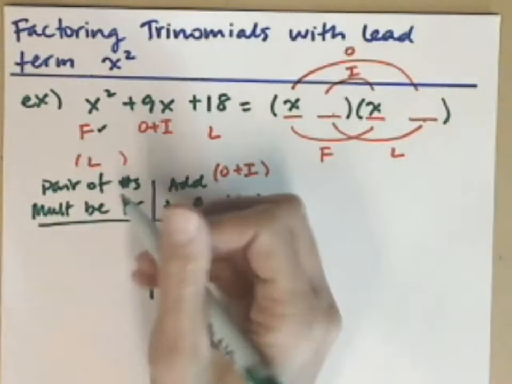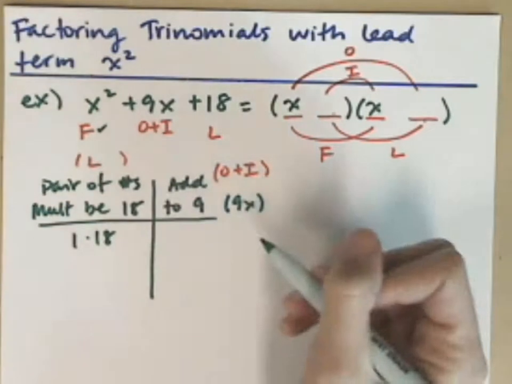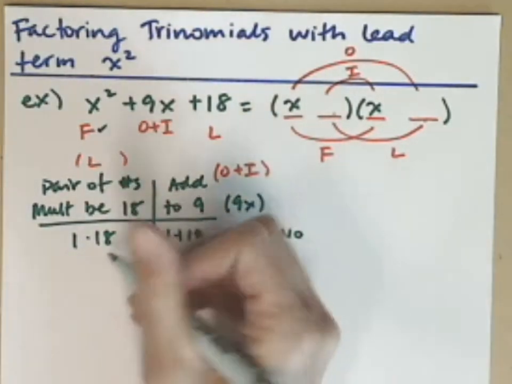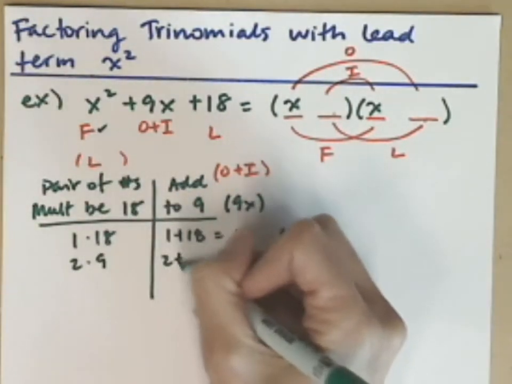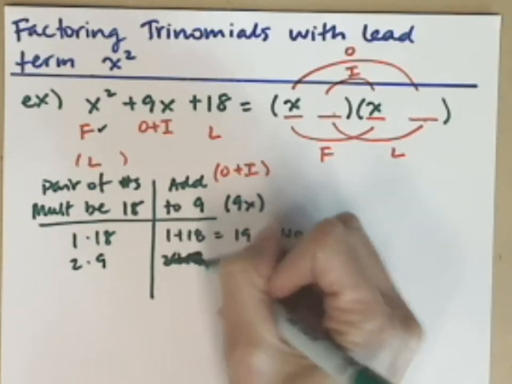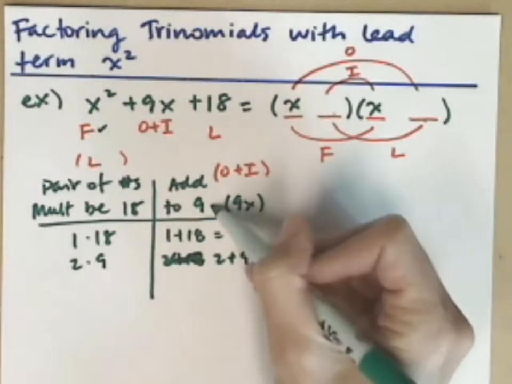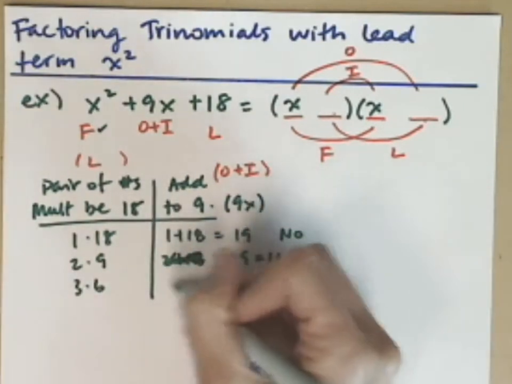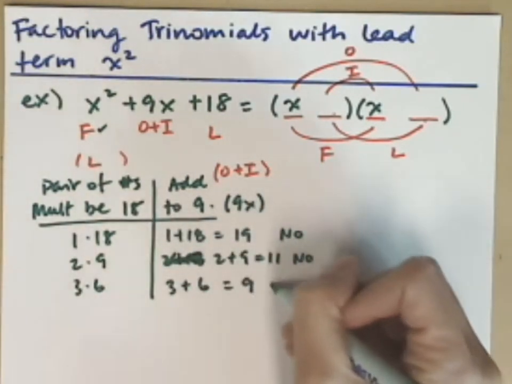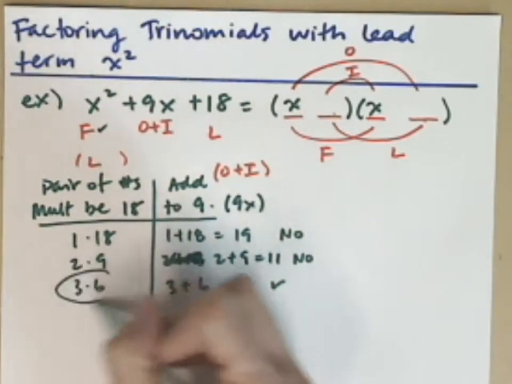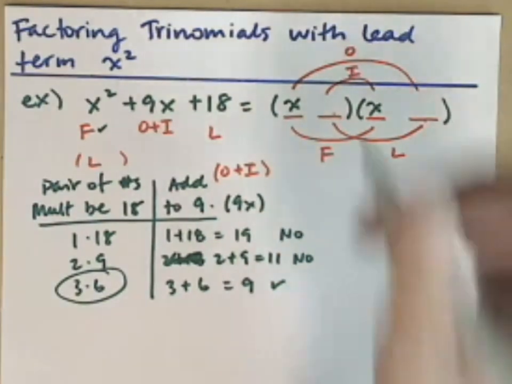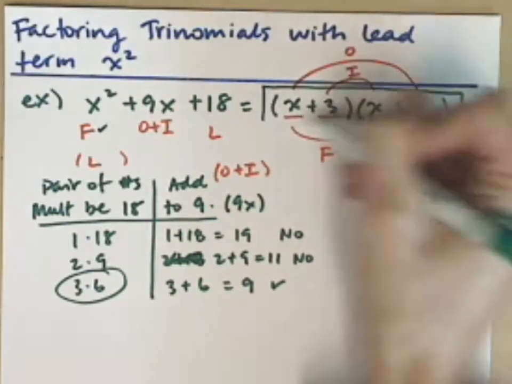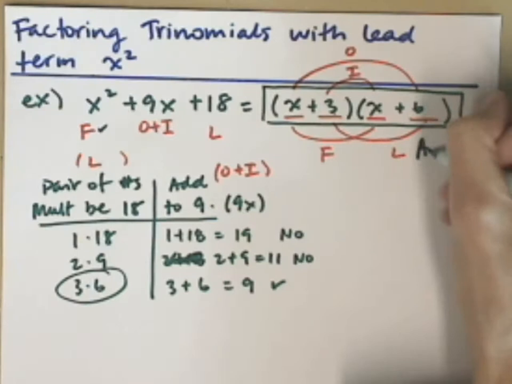So we start running through our choices. 18 is 1 times 18, but that adds to 19, so certainly not a choice. We can also think of that as 2 times 9, but 2 plus 9 is 11. We wanted 9, so that pair won't work either. Well, how about 3 times 6? 3 plus 6 is 9. So the pair of numbers I'm looking for are a 3 and a 6, both positive. So I'm going to write down the plus 3 here and the plus 6 there. What I have right here, I'm going to put a box around it. What I have right here is my answer.